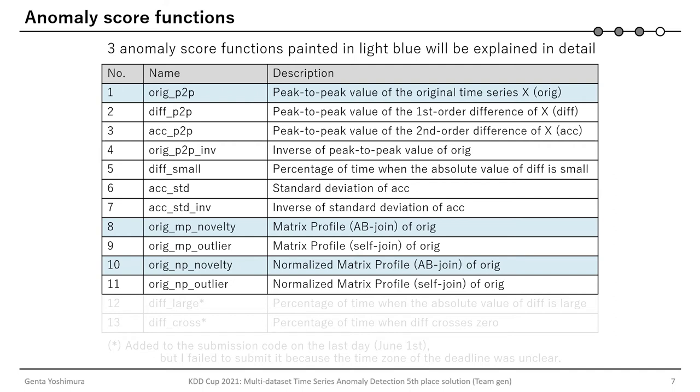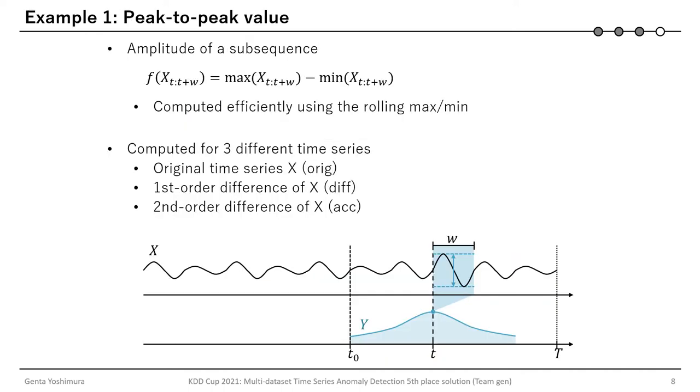Here you see a list of 11 different anomaly score functions used in my solution. I'll explain three anomaly score functions painted in light blue in the next three slides. Let me begin with the simplest anomaly score function. A peak-to-peak value represents the amplitude of a subsequence. It can be computed efficiently by taking the difference between the rolling max and mean. I computed it not only for the original time series X, but also for the first and second order difference of X. These functions can detect anomalies where the position, velocity, or acceleration is locally large.